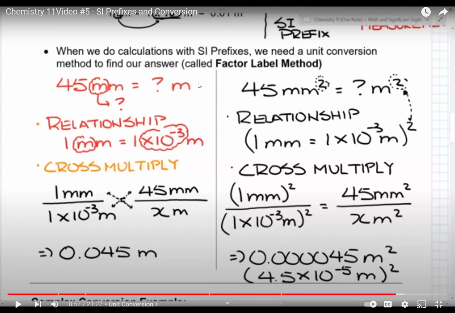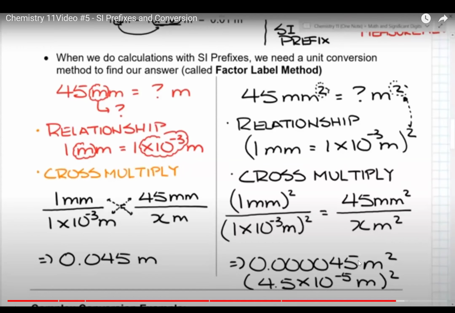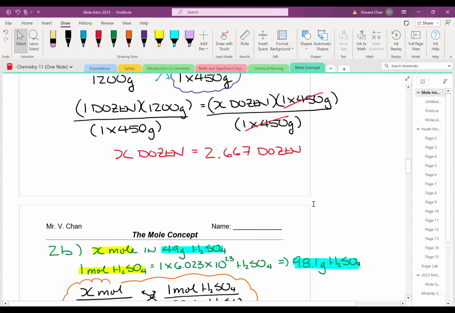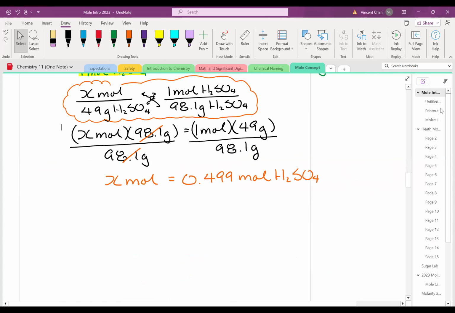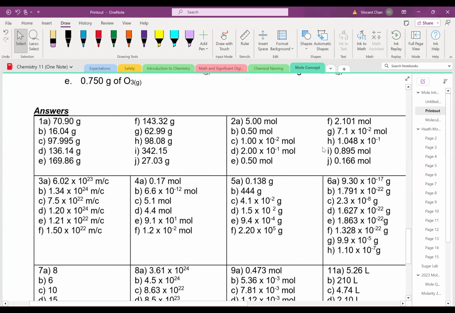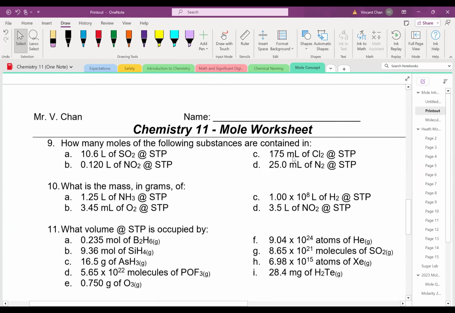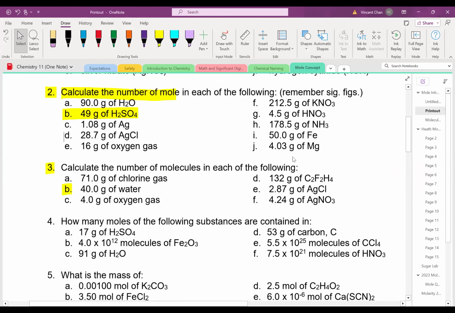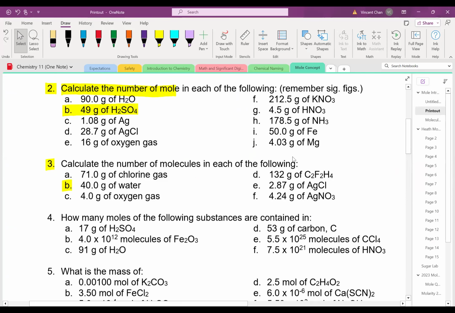Now, let me give you one final example and then we will call it a day. Okay, so I said I was going to do question number, I always print this out. Let's say I do question number 3B. It says calculate the number of molecules in each of the following. So in this case, notice the word molecules.